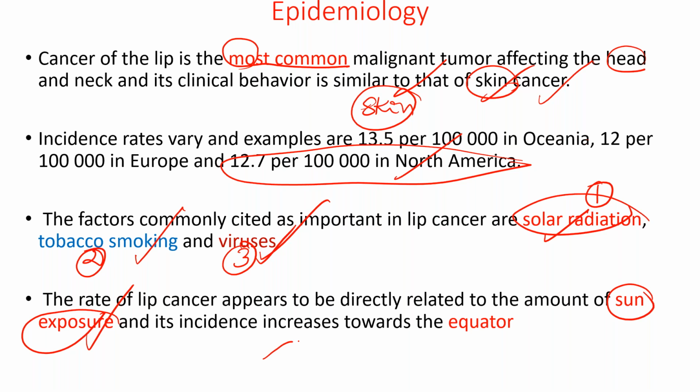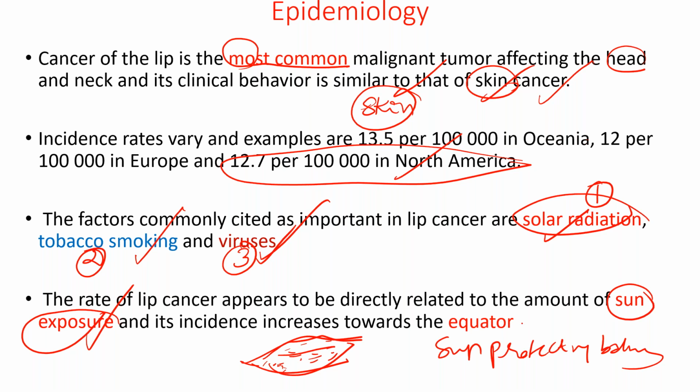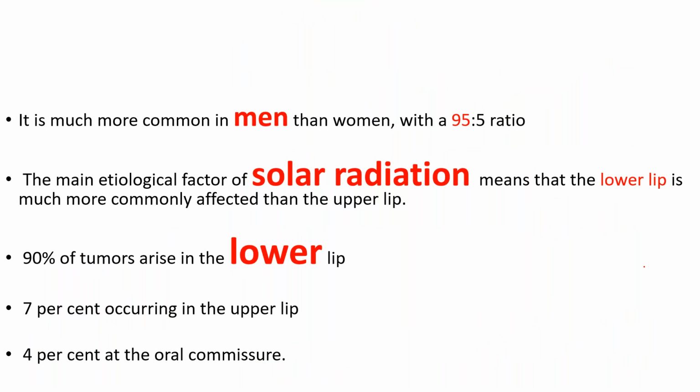That is why foreigners, when they come here, especially England cricketers, wear lip protectors, sun protecting balms. Especially in countries near the equator, like African countries, it is more common. They use sun protecting balms, the anti-tan and sunscreen lotion.